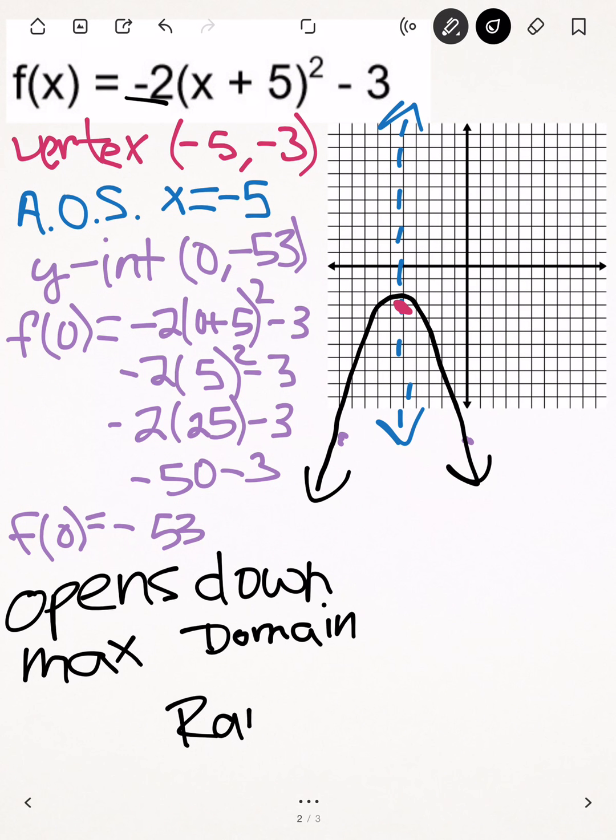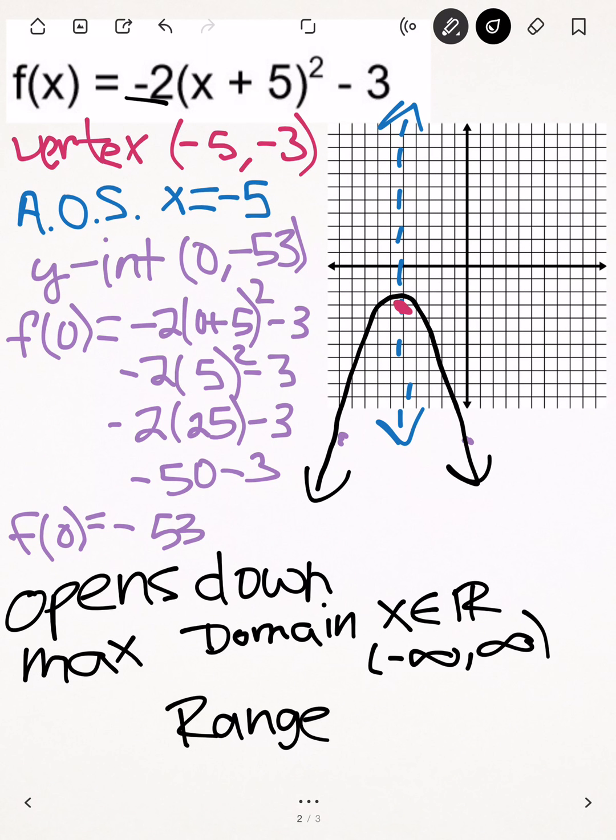Domain, range. Okay, the domain is the same for every quadratic no matter how it opens because it's always getting wider and wider and wider. So we can do x is an element of the real numbers, or if you like, -infinity to +infinity.